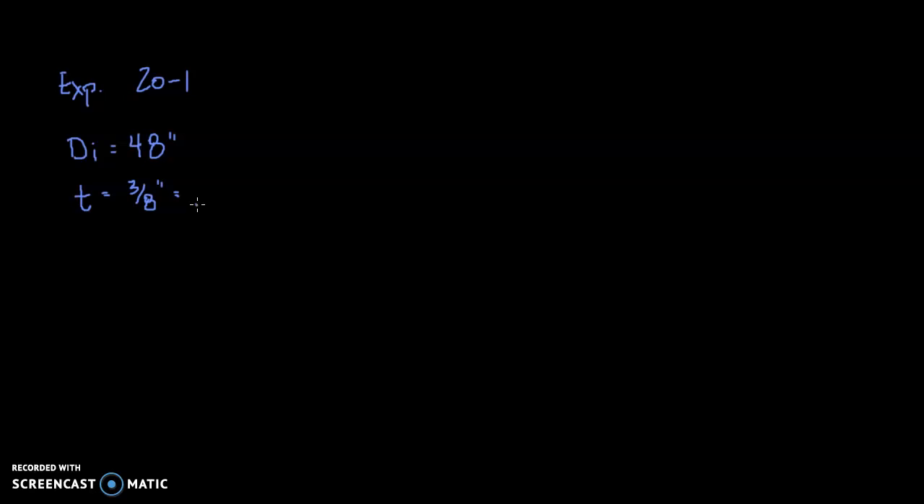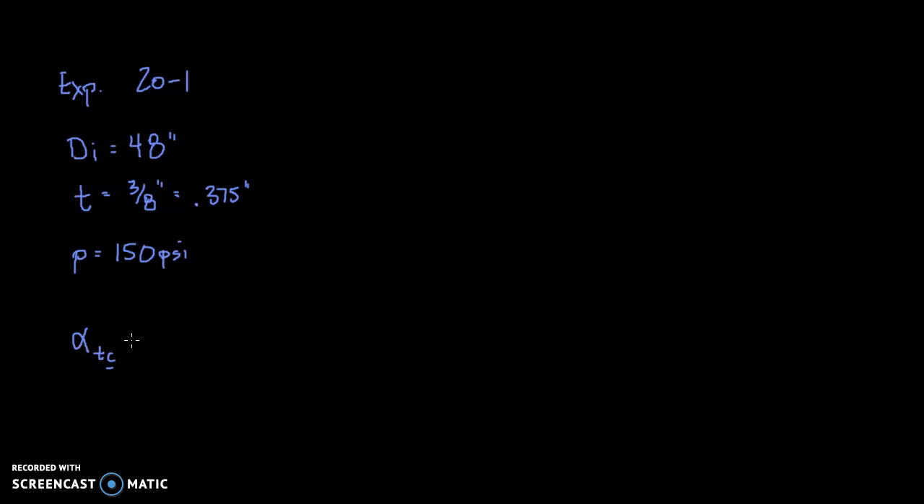3/8 of an inch is 0.375 inches. The internal pressure of the gas being stored inside this pressure vessel, little p, is 150 pounds per square inch, or psi. We would like to calculate both the circumferential stress and the longitudinal stress. So for the circumferential stress, that would be alpha sub Tc for circumferential. That's the subscript used by the book.